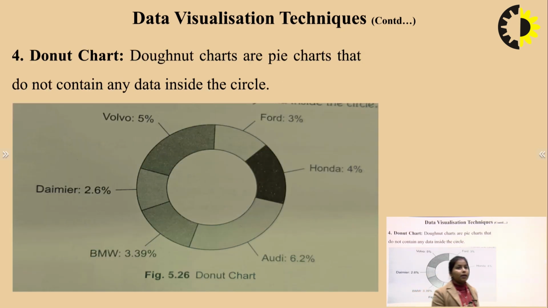Now the next visualization technique is a donut chart. Donut charts are pie charts that do not contain any data inside the circle. In this picture, the donut chart shows various luxury cars data.